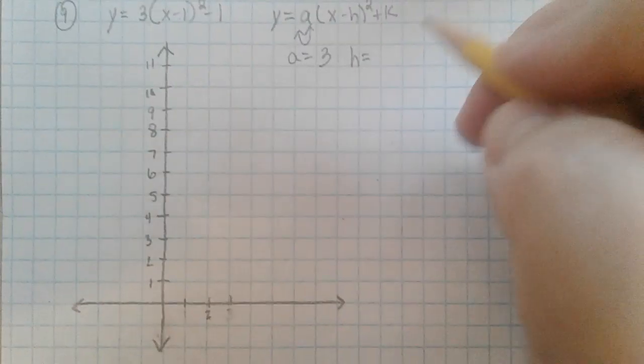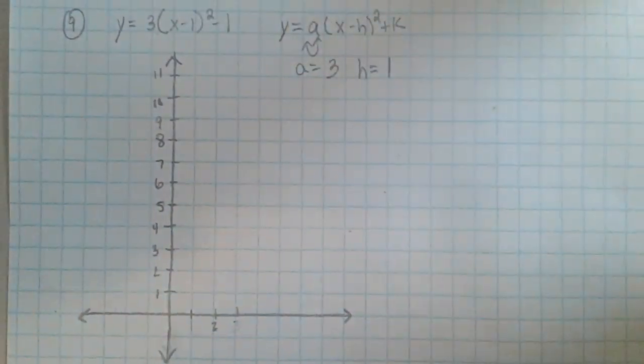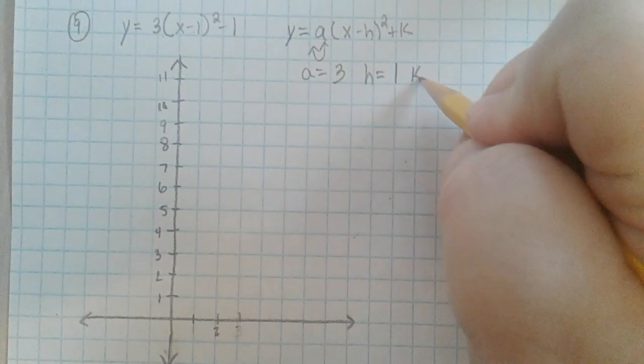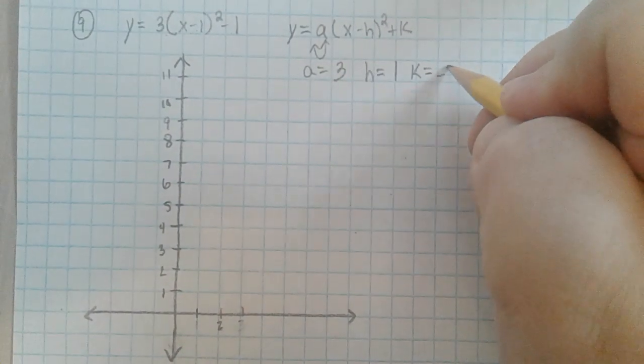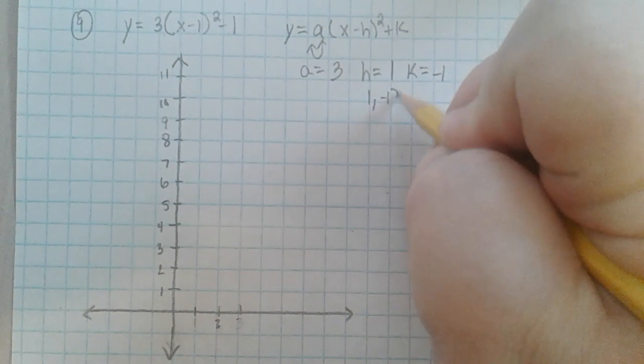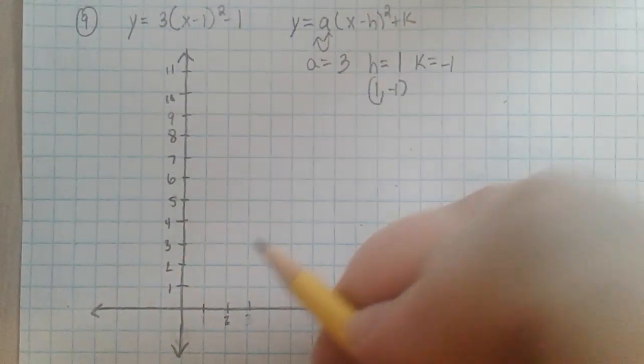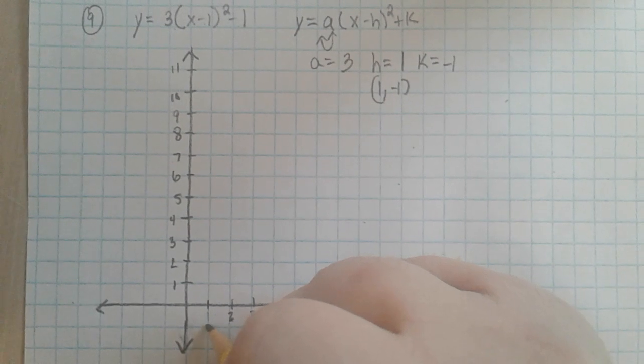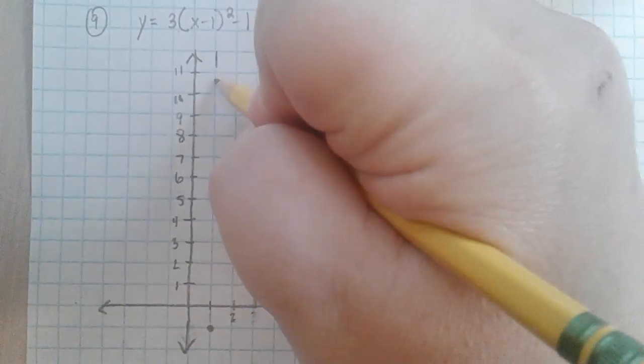So I see negative 1 in the parentheses, so I'm going to switch that sign and make h positive 1. Keep the sign of the k, I see negative 1. HK is our vertex, 1, negative 1. So 1, negative 1. I'll draw that axis of symmetry.